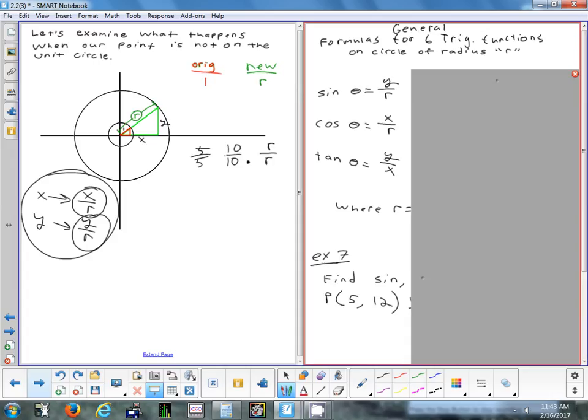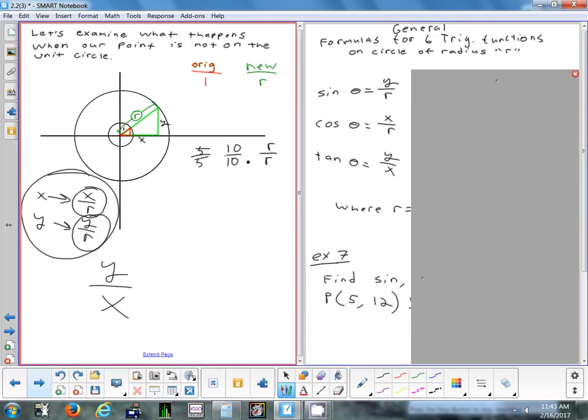Why didn't it change? Yeah, we're going to look at why didn't tangent change. Tangent was y over x before, it's y over x now. Here's the original, y over x. What did we just change y to? We changed y to y over r. And what did we change x to? X over r. Now, when you divide two fractions with the same denominator, what did I say happens to the denominator? It cancels. That's why tangent stayed the same.